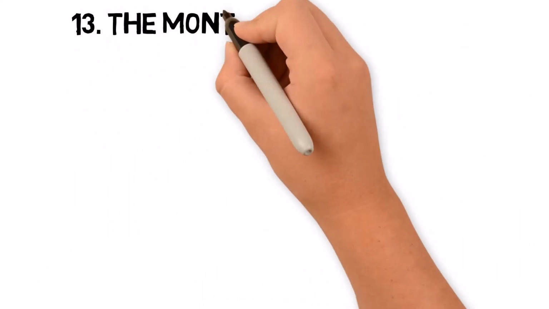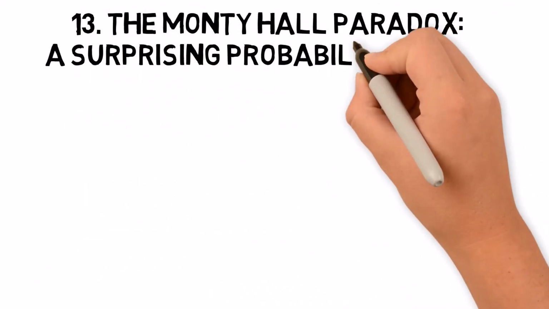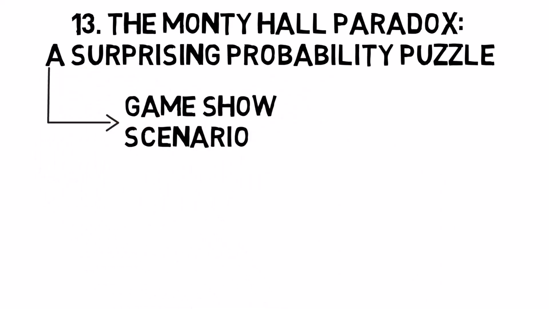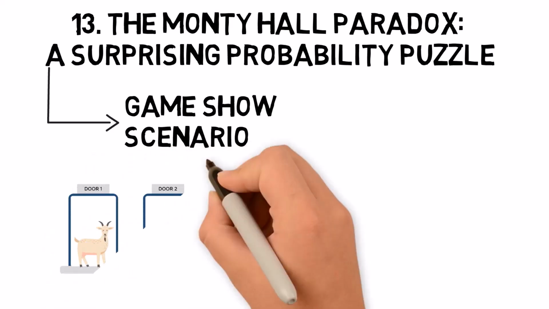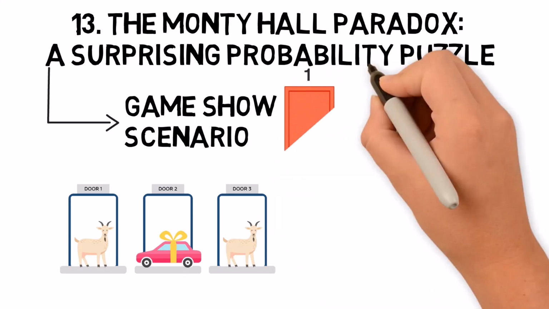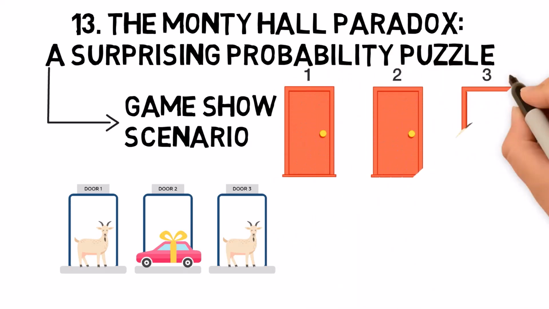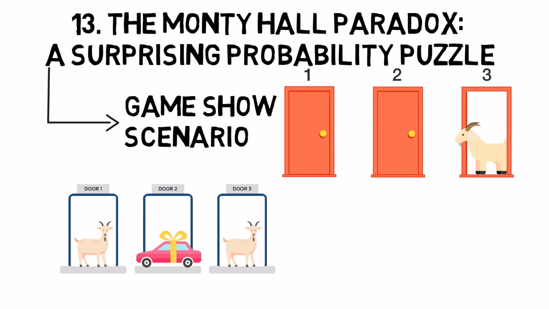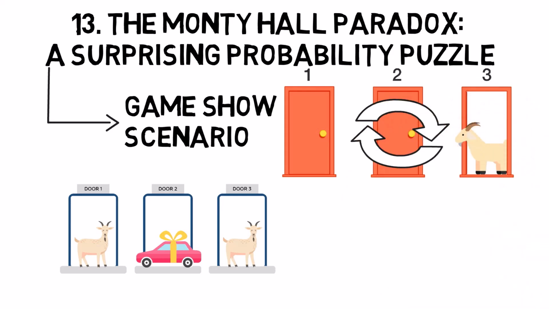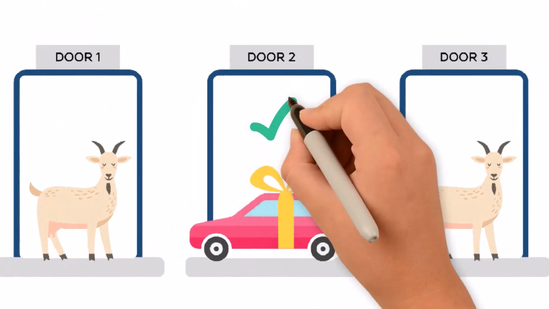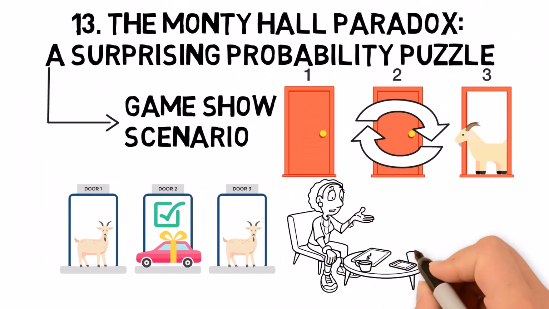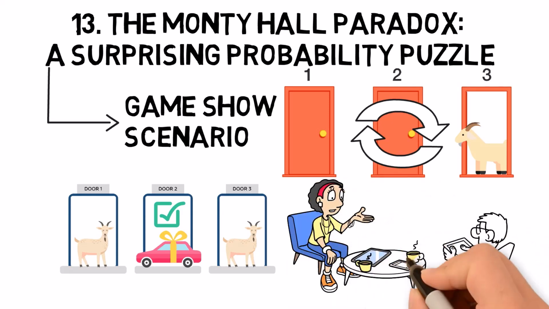13. The Monty Hall Paradox. A surprising probability puzzle. The Monty Hall Paradox is based on a game show scenario. You're given 3 doors to choose from, with a car behind one and goats behind the others. After you pick a door, the host, who knows what's behind each door, opens one of the other 2 doors to reveal a goat. You're then given the choice to stick with your original pick or switch to the other unopened door. Surprisingly, switching doors gives you a better chance of winning the car. This paradox challenges our intuitive understanding of probability and shows how our first instincts can sometimes be wrong.